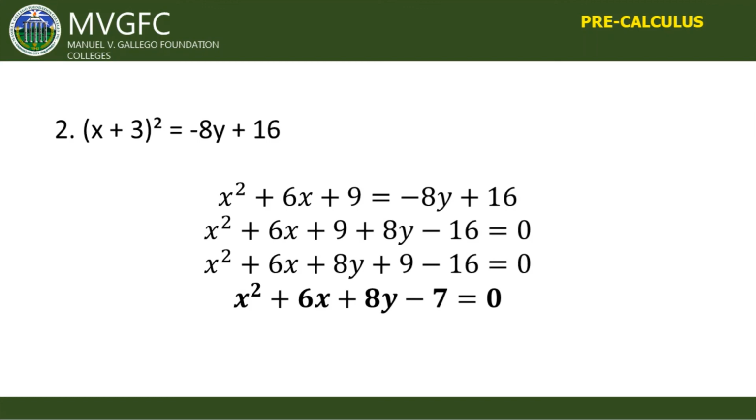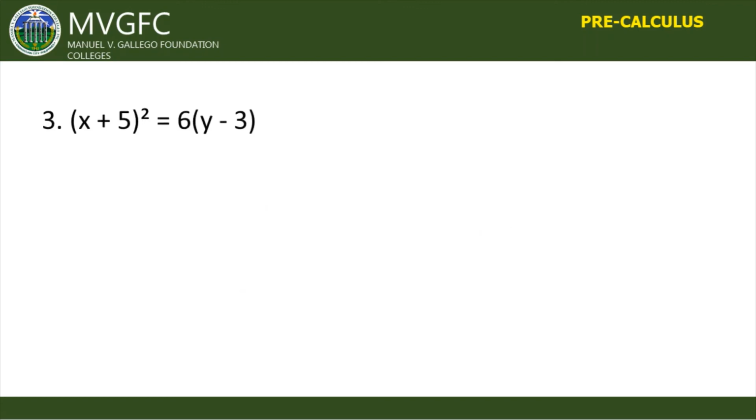And for the last example, we have x plus 5 quantity squared is equal to 6 multiplied by y minus 3. So once again, let us expand the binomial. So that is x times x is equal to x squared. Then x times 5 is 5x times 2 is equal to 10x. Lastly, we have 5 times 5 is equal to 25. So we have x squared plus 10x plus 25 is equal to 6 times y minus 3, using the distributive property.